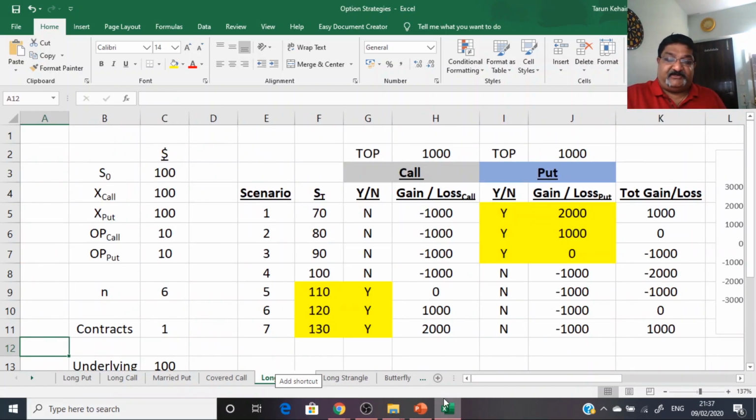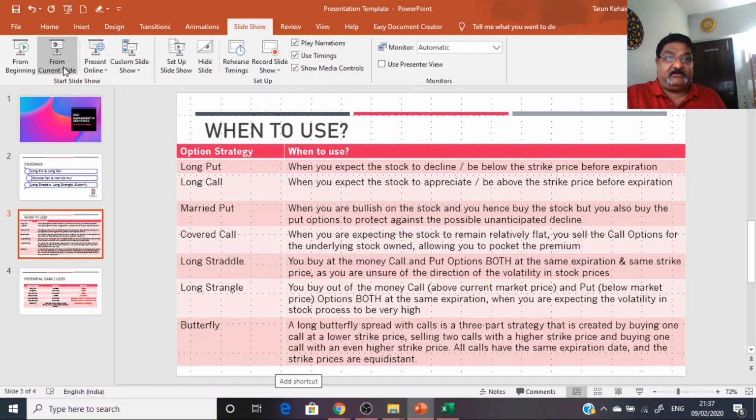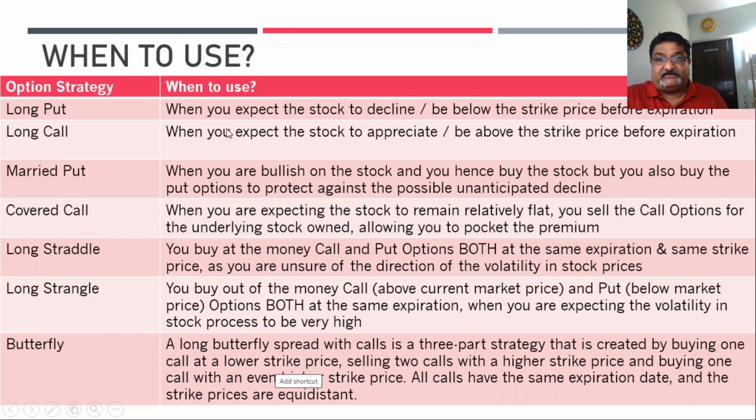So let's look at the definition of a long straddle once again, guys. In a long straddle strategy, you buy at the money call and put options both at the same expiration, same strike price, as you are unsure of the direction of the volatility in the stock prices. Now come to the next one, which is the long strangle.